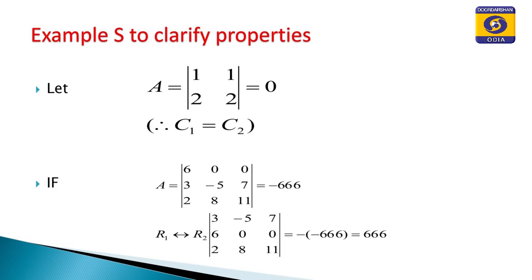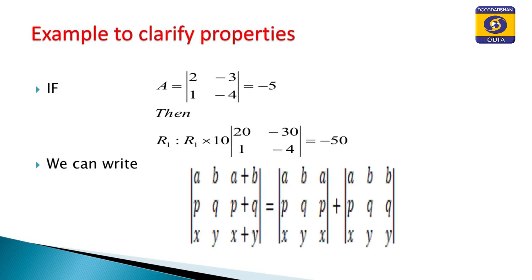the value of the determinant becomes 666. Here, if each element is multiplied by a constant, then the determinant value is multiplied by that constant, in any one of the rows or any one of the columns. Here the third column is a sum of two elements, so the determinant can be split into the sum of two determinants.